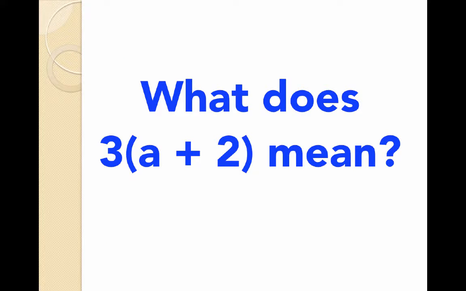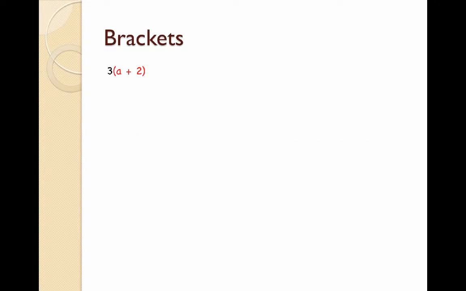So here's a question. What does 3 bracket a plus 2 mean? Well, 3 outside of a plus 2 means a plus 2 plus a plus 2 plus a plus 2. It means we do it 3 times. So I count up all my a's to simplify it, and I end up with 3 a's, and then I count up all my 2's, and I end up with 6. So 3 outside of a plus 2 means 3a plus 6.